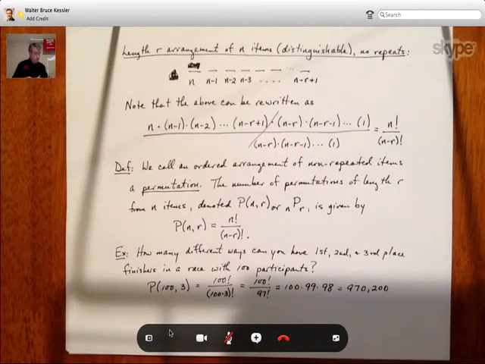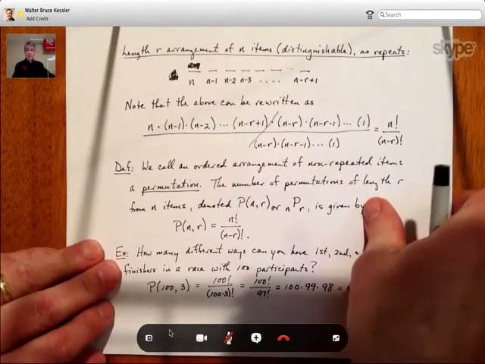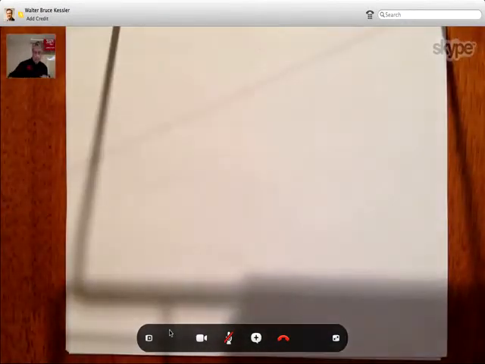Okay, different ways you can have a first, second, and third place finish in a race with 100 participants. Okay? And you'll see some problems like this in your homework set.